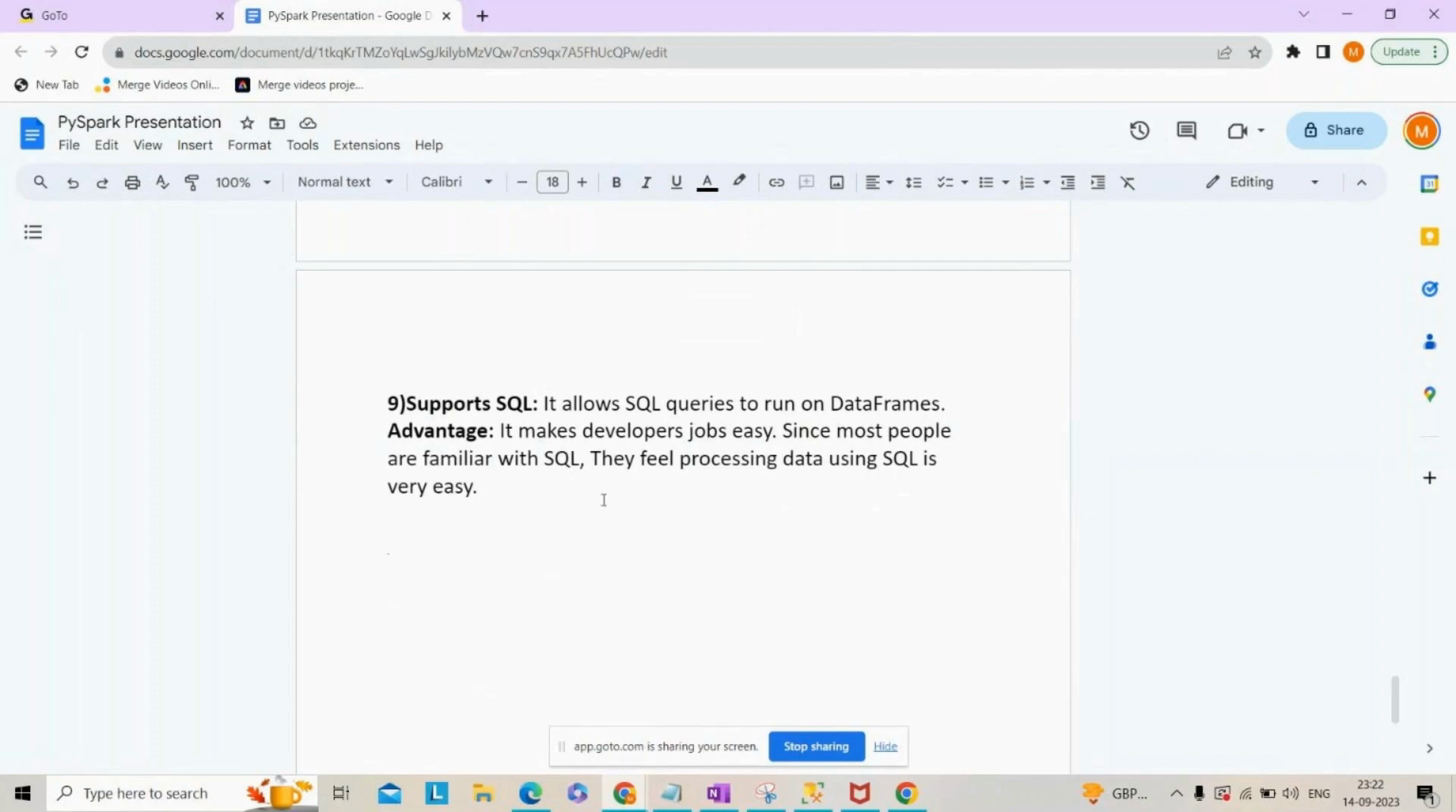The next feature is supports SQL. It allows SQL queries to run on data frames. Advantage? It makes developers' job easy. Since most people are familiar with SQL, they feel processing data using SQL is very easy. Understand? Right.